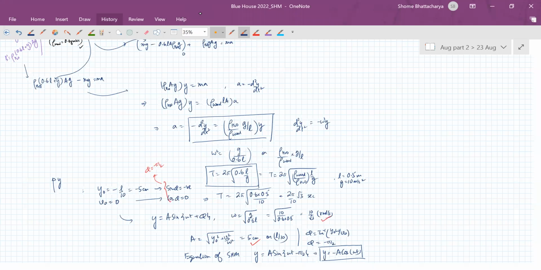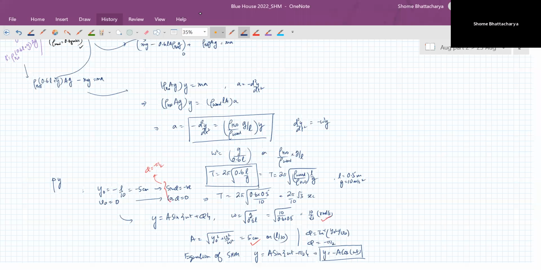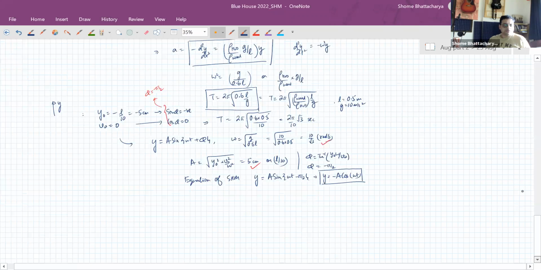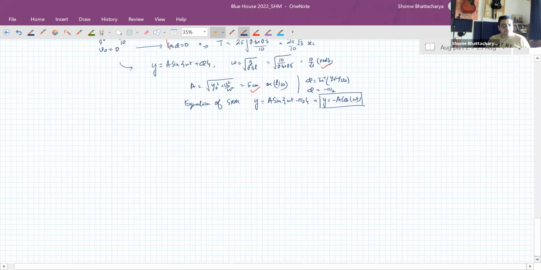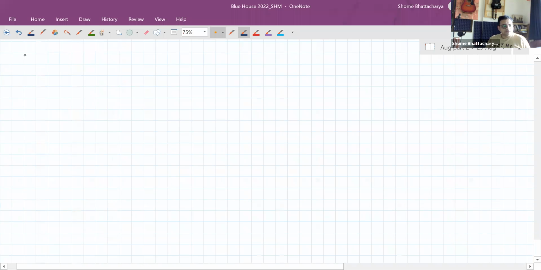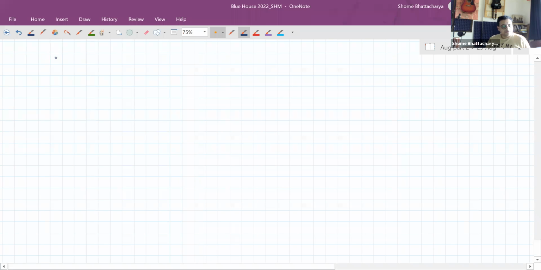Okay, so people, hope this is clear. So this is one of the variations of SHM that I was talking about. Now we move on to another interesting variation of SHM, where we will look at the concept of something called reduced mass.